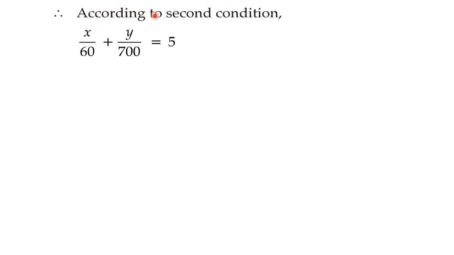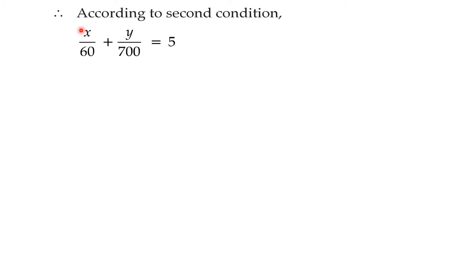So according to second condition, see, the distance covered by bus divided by the speed of the bus, because time is equal to distance upon speed. So this will give us time taken by the bus plus time taken by the aeroplane. Distance covered by aeroplane, that is y kilometers, divided by the speed of the aeroplane, which is 700 kilometers per hour, and this total time is 5 hours. Okay, now we have to solve them.